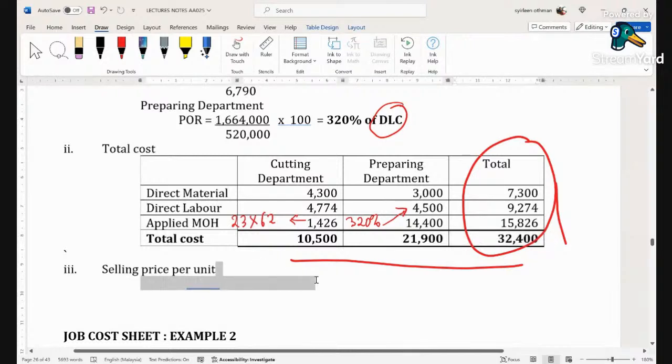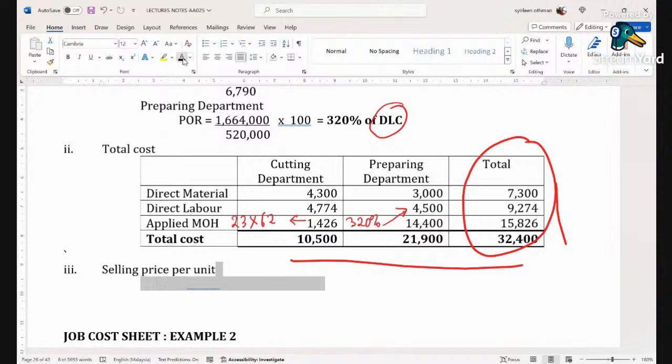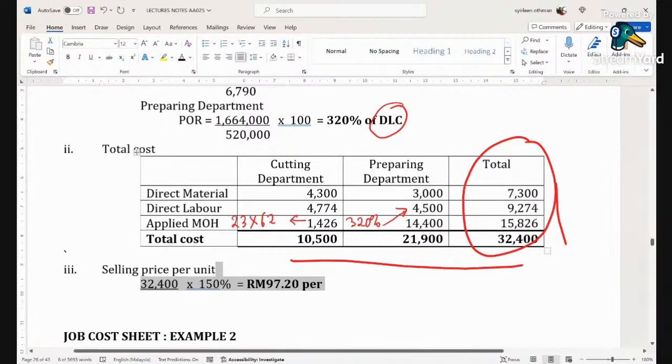Okay, alright. So, cost per unit. Okay, cost per unit ialah 32,400. Okay, kita bahagi dengan unit pengeluaran. Unit pengeluaran tadi ialah 500. Unit pengeluaran bukan unit jual. Okay, 32,400 bahagi 500. So, kita akan dapat cost untuk satu unit. Okay, so nak dapatkan selling price, just darab dengan 150% lah. Okay, so kita akan dapat RM97.20.